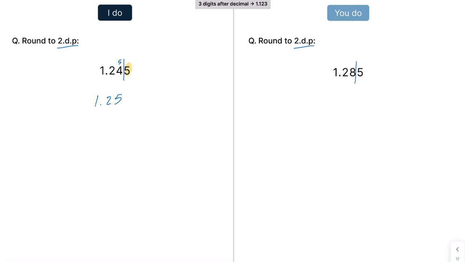Now again, we're rounding to 2 decimal places, so hopefully you've pressed pause and had a go at this one. Look at the decider after the line, so in this case it's a 5. That's telling me to round the 8 up to a 9, so that's going to be 1.29.